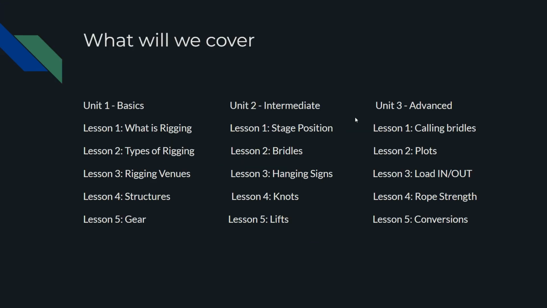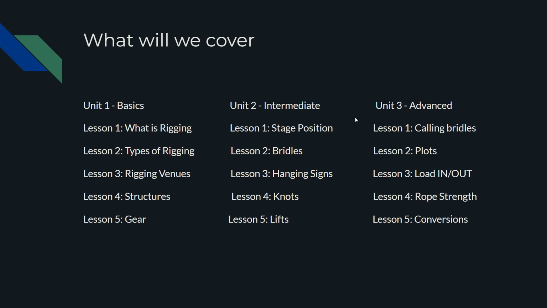I broke it up into 3 units. The first one being basics, the second one being intermediate, the third one being advanced. During basics, we're going to learn 5 lessons. What is rigging? Types of rigging, rigging venues, structures, and gear. Second unit, we're going to go over stage position, bridles, hanging signs, knots, and lifts. And the third unit, we're going to go over calling bridles.